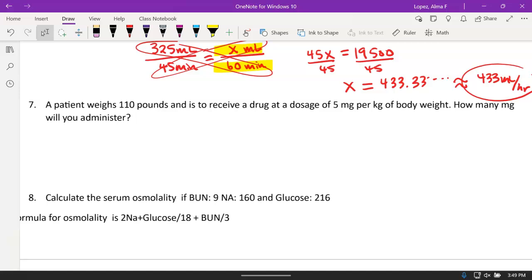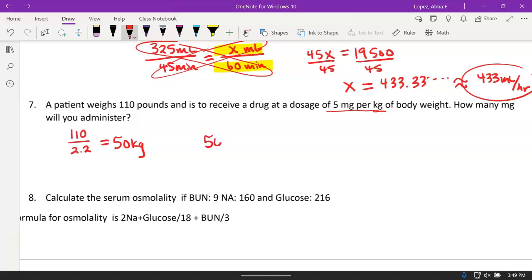A patient weighs 110 pounds and is to receive a drug at a dosage of 5 milligrams per kilogram of body weight. How many milligrams will you administer? Well, if they weigh 110 pounds, but my dosage is per kilogram, I'm going to start off by converting the weight in pounds to kilograms. That is done by dividing by 2.2. So that's going to give me 50 kilograms.